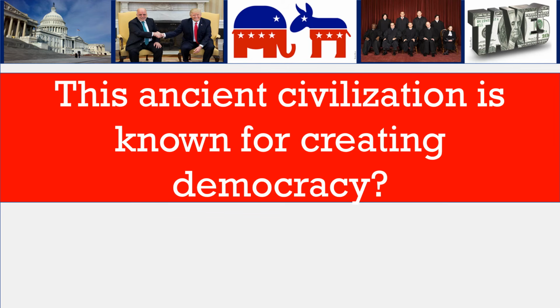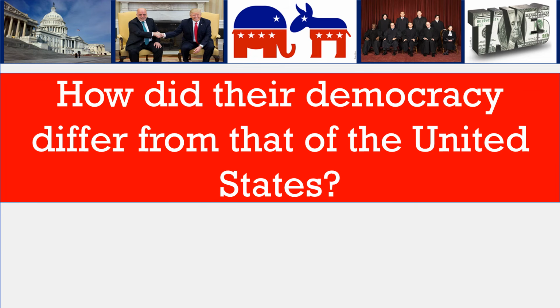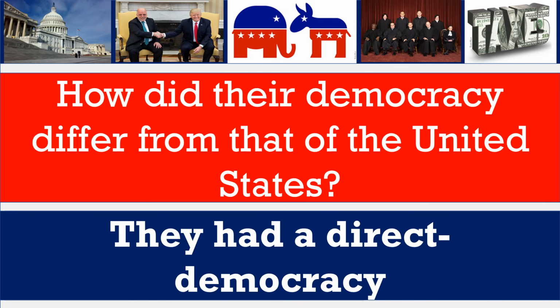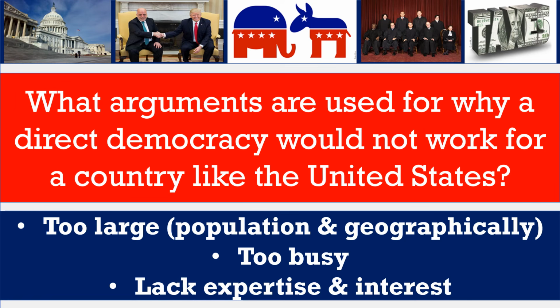This ancient civilization is known for creating democracy. Ancient Athens. How did their democracy differ from that of the United States? They had a direct democracy in which all citizens participated in policy making and laws. What arguments are used for why a direct democracy would not work in a country like the United States? Well, we are too large, both population-wise and geographically. We're also too busy, and we often lack expertise and interest in governmental policy.